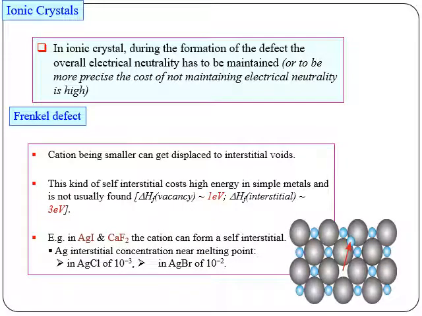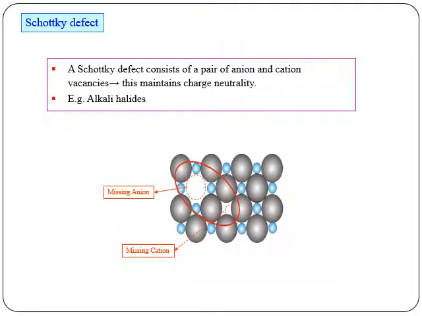In the ionic crystal, as we said, in a Frenkel defect an ion goes missing from its place and it can be found elsewhere. The best example is AgCl, where the ion is displaced from its place and is found somewhere else in the crystal.